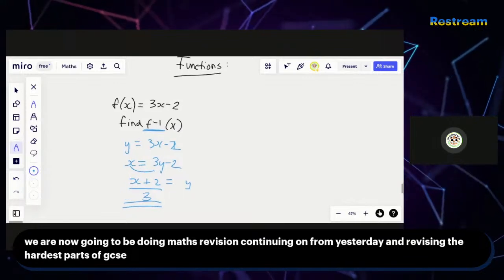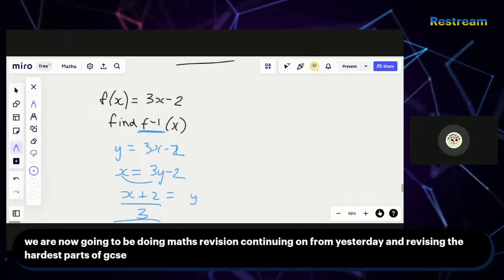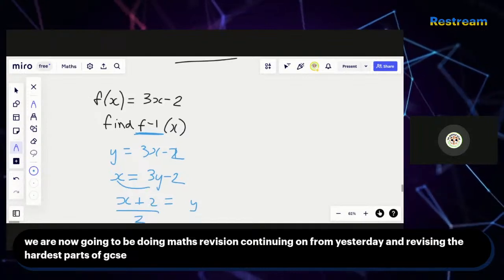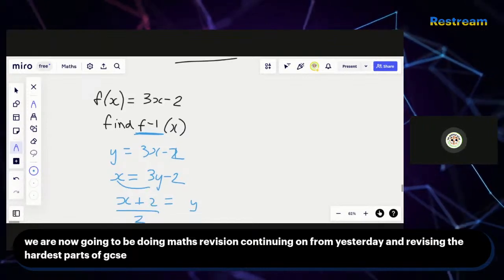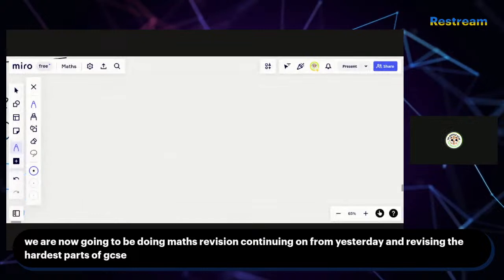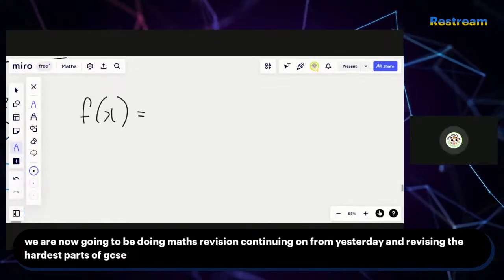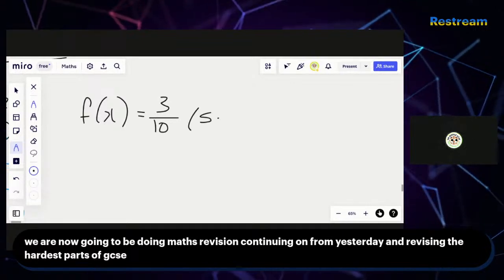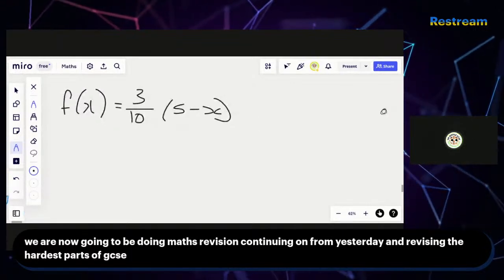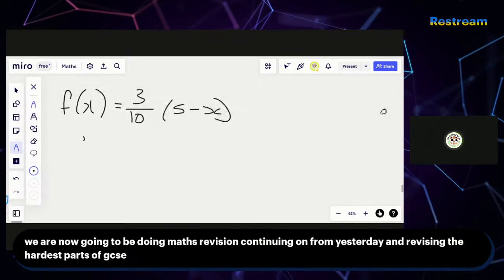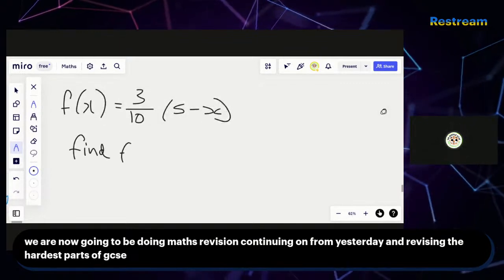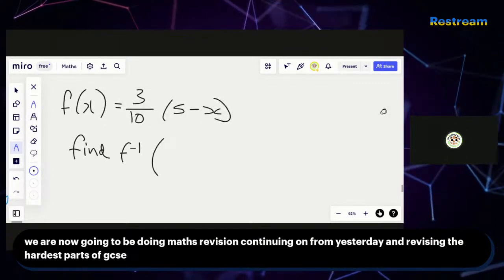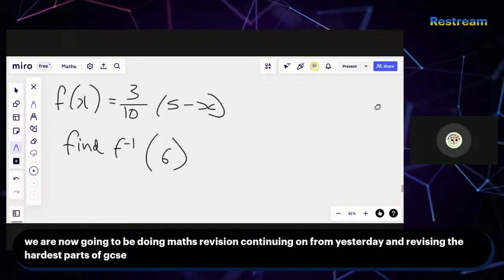However, sometimes instead of having just x, you have f of x is equal to, let's say, 10 over 5 minus x. Okay? And the question will be find f minus 1 of 6. So now we have a value here.